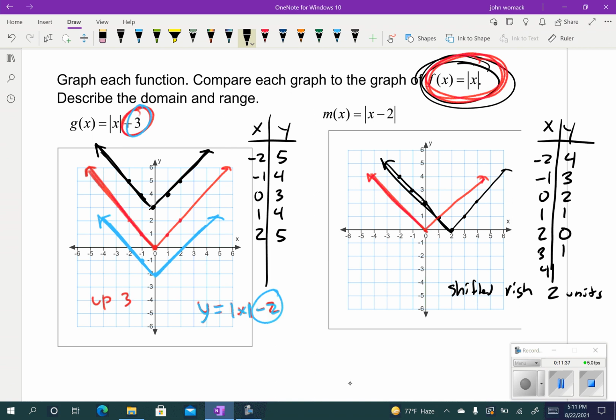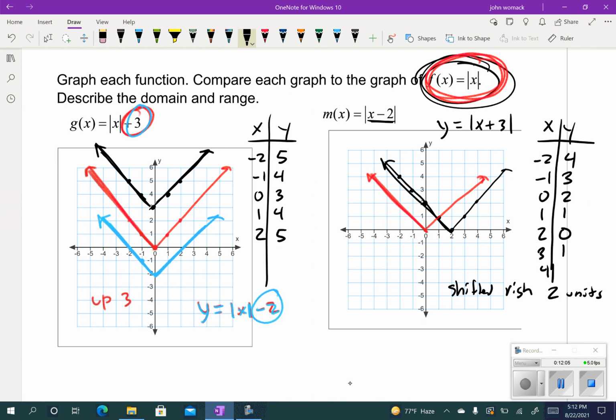So interesting enough, when it was on the outside, the +3 and the -2 over here, it shifted it up and down vertically. When it was inside with the x, it shifted it horizontally. Now the tricky part is this was a -2, but it shifted it right 2. So we could probably guess, and this is true, if I have y equals the absolute value of x plus 3, right, a +3, because we're going to go actually the opposite direction.